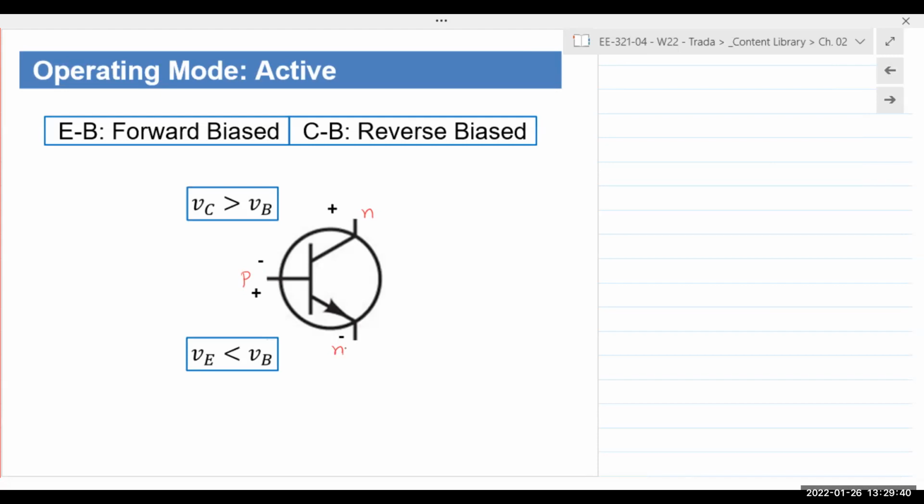Basically, in cutoff, we don't have any current flow. In saturation, you have maximum current flow. In the active region, you can actually control the amount of current that's coming out. You can control the voltage, you can control the current that's coming out.